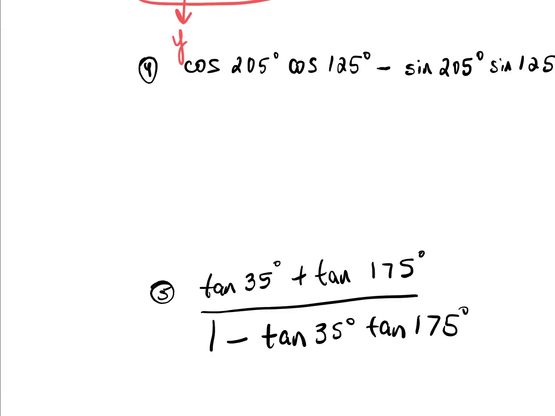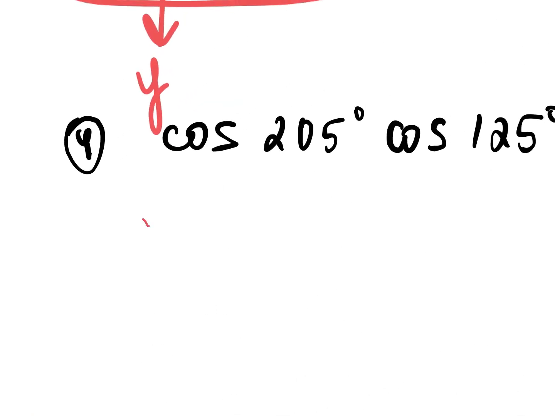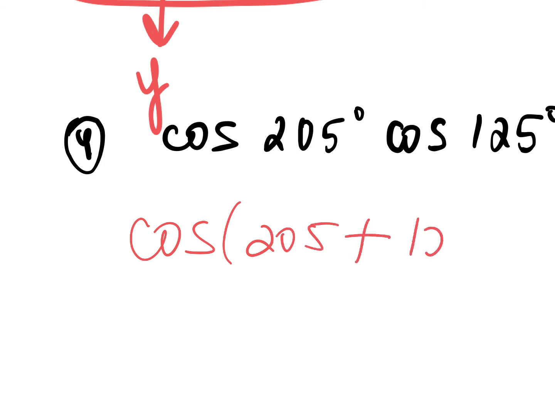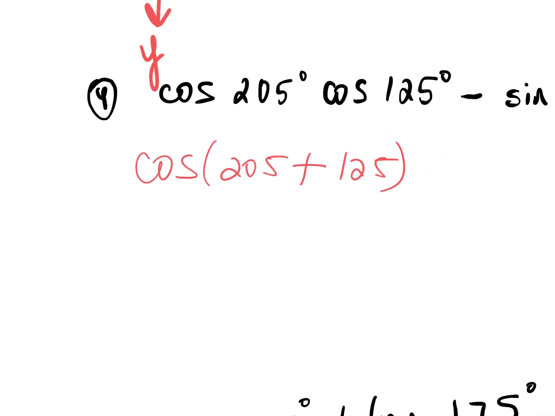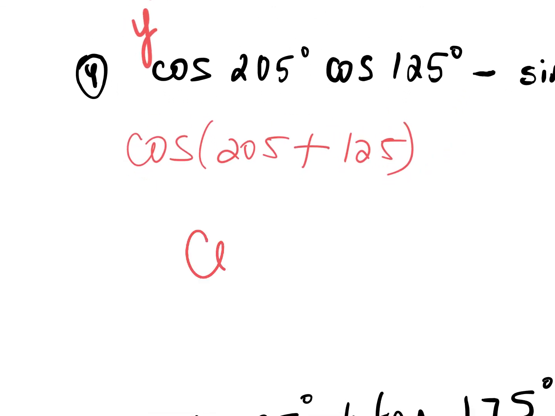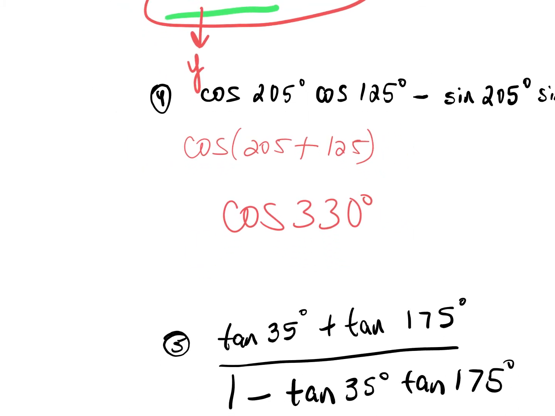So we're really saying, if I'm going to rewrite this as one trig function, it's the cosine of 205 plus 125. What is 205 plus 125? 330. Okay, so now I have cosine of 330. That is writing your answer or your trig function as one singular trig function. That's part of your answer right there.